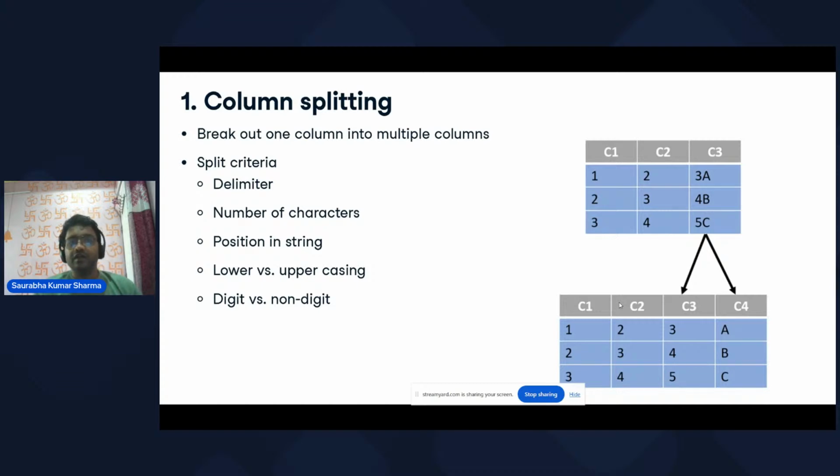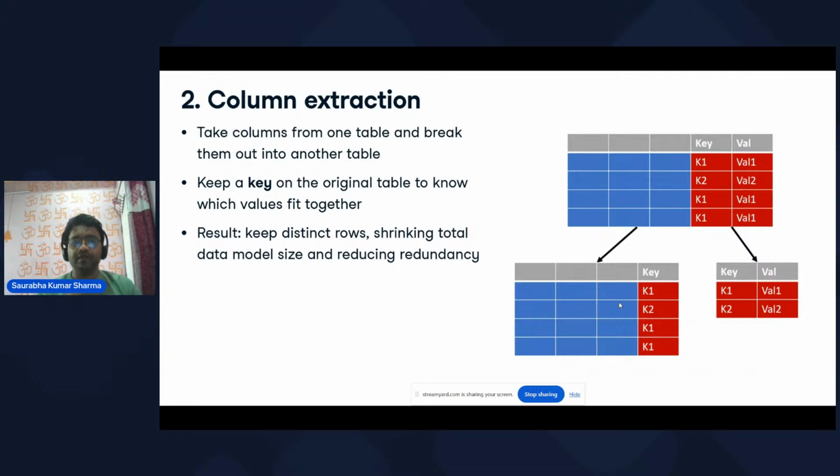Now, how can we split? Based on delimiter, number of characters, positions, lower, upper, digit, non-digit. You can do any kind of splitting based on this, right? In this case, it is a digit and non-digit kind of splitting. The next would be column extraction, right? The column is taken from one table and broken into another table. That is what we follow in most cases, right?